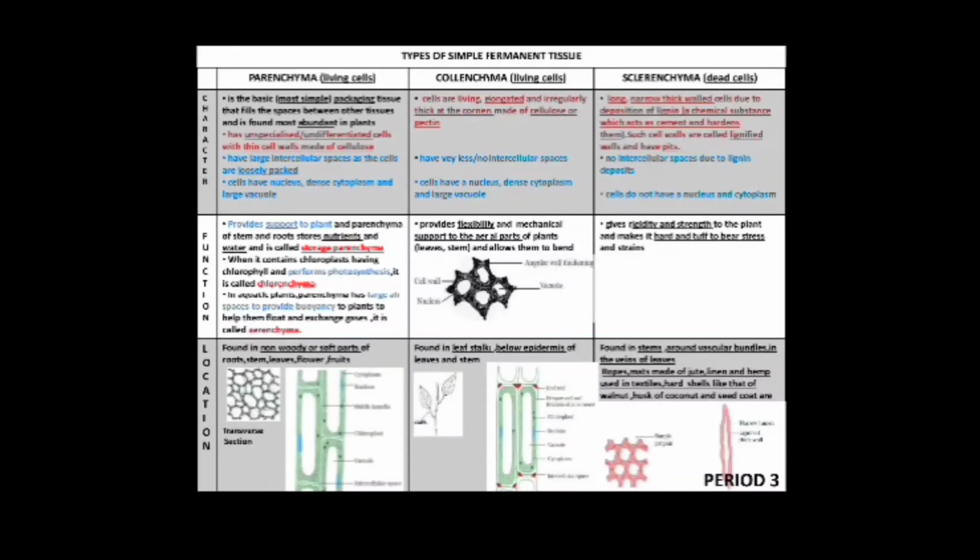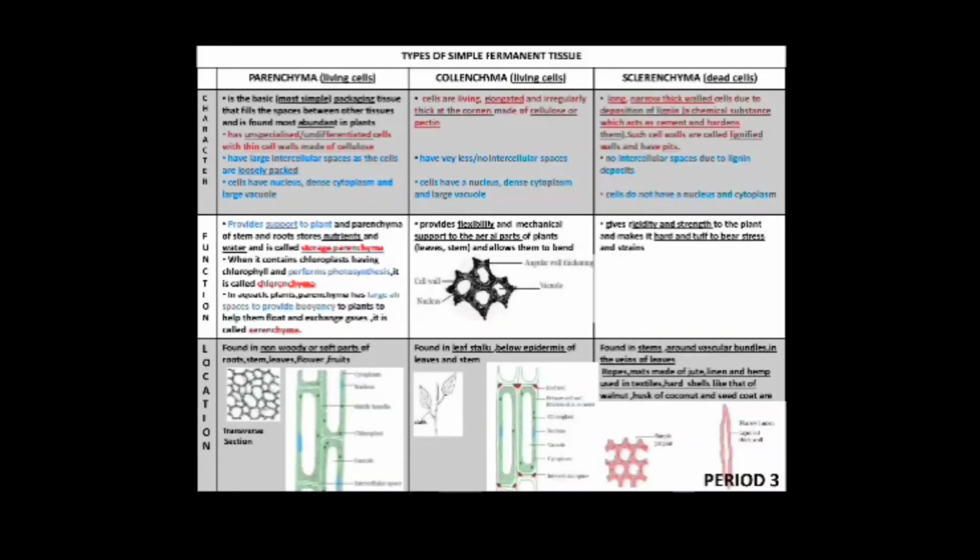And in the last part, location, let us see. Parenchyma are found in non-woody or soft parts of roots, stem, leaves, flowers, fruits, etc. Whereas collenchyma are found in leaf stalks, below the epidermis of leaves and stems, and sclerenchyma are found in stem around vascular bundles, in the veins of leaves. Ropes, mats made up of jute, linen, and the husk of coconut and seed coat are all made up of sclerenchyma. So now I hope all these three tissues are clear to you all.